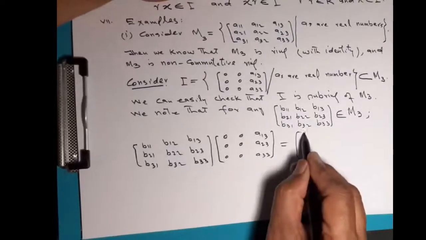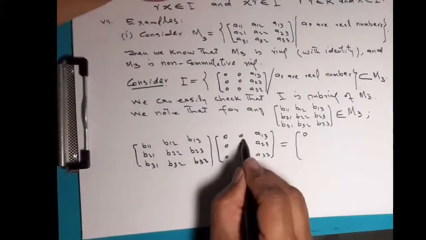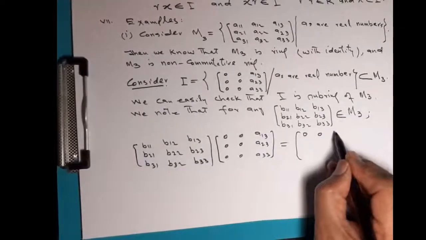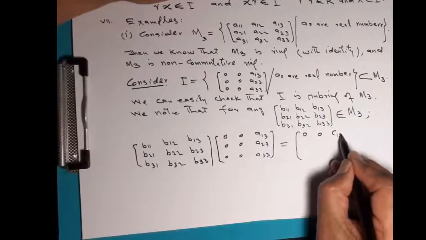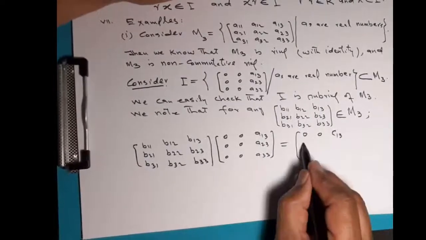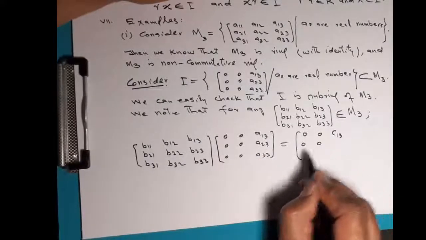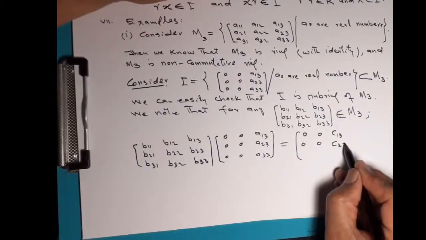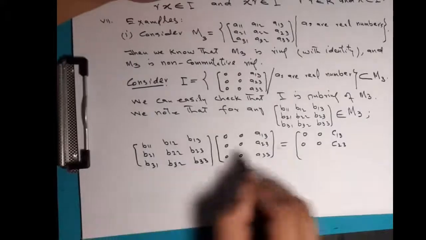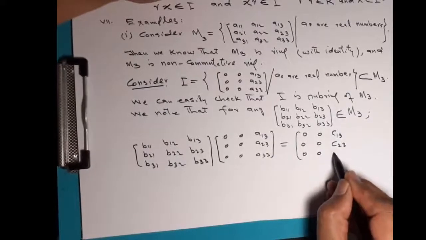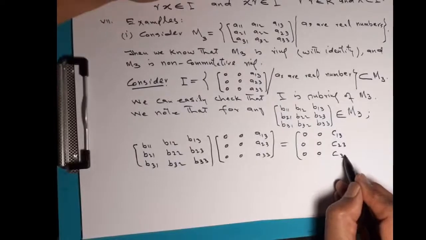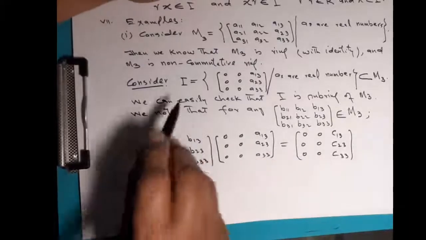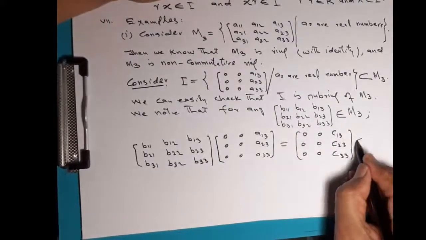You can easily note that when we multiply the first row with the first column, we will get 0 at this place. Then first row with second column, we will get 0 at this place. Then first row with third column, this may be a non-zero element. Let's call it C13. Then second row with first column, 0. Second row with second column, 0. Second row with third column, this may be non-zero, C23. Whatsoever the result is, similarly we get 0, 0, and let's call this non-zero element C33. So this is equal to this particular element, which is again of the same type. So this belongs to I.